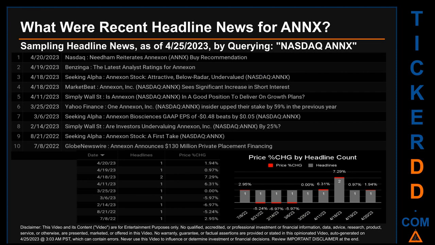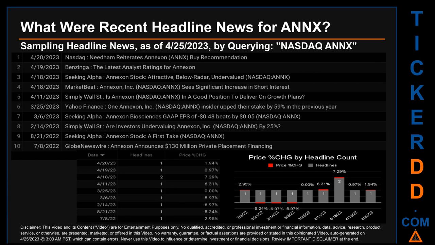Tuesday, April 18, 2023 had the most headlines. It had 2 discovered headlines when Benzinga published the headline that read, the latest analyst ratings for ANNX. Seeking Alpha published the headline that read, ANNX stock, attractive, below radar, undervalued. MarketBeat published the headline that read, ANNX sees significant increase in short interest.